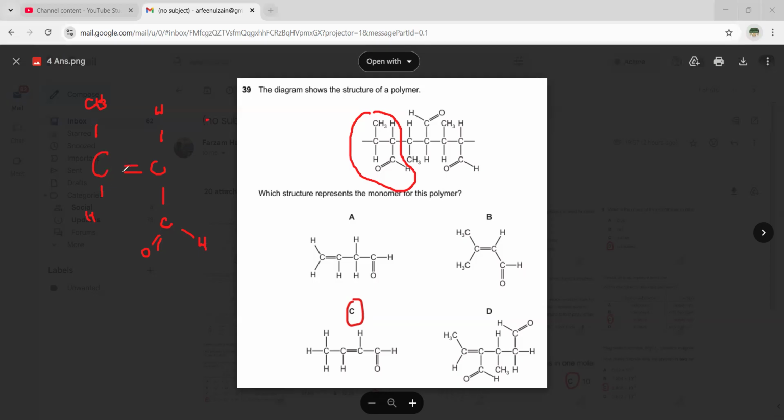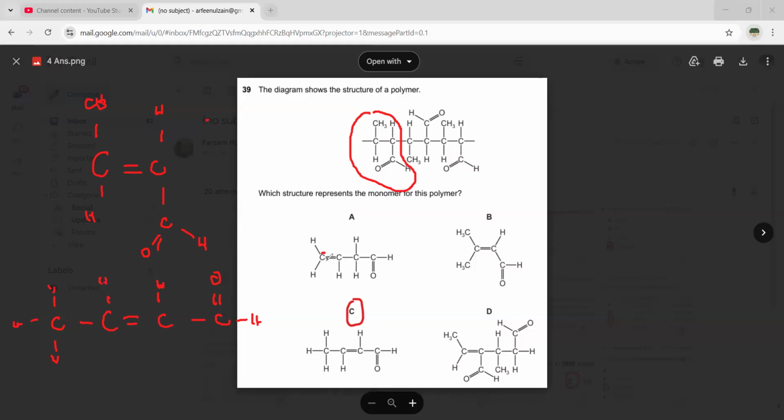If I rearrange this structure, like if I draw it in a straight line, this is C double bonded with C. Next to that is a carbon, C double bonded with O, and H is there. There's a hydrogen attached. With this carbon, there's a CH3 attached. And the carbon has hydrogen attached. So does it match with option A? It does not match with option A.